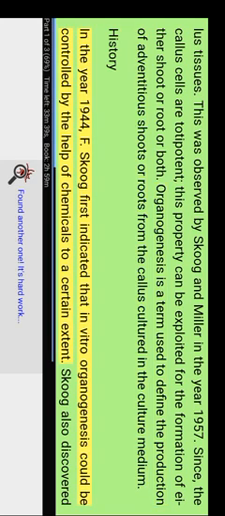Since the callus cells are totipotent, this property can be exploited for the formation of either shoot or root or both. Organogenesis is a term used to define the production of adventitious shoots or roots from the callus culture in the culture medium. History. In the year 1944, F.